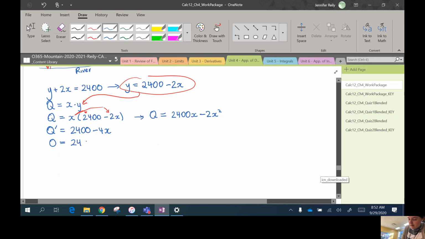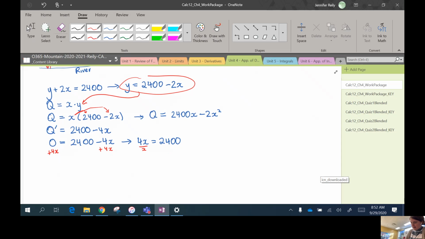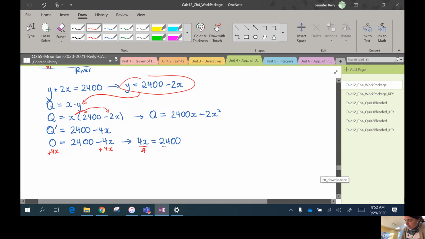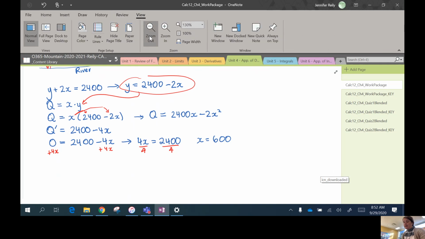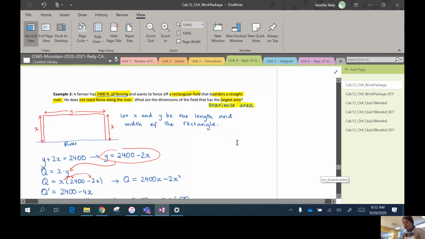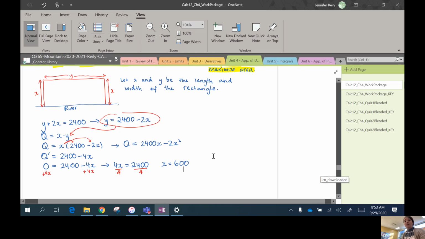So we'll solve for 0. I'll add 4x to both sides. So I'll have 4x equals 2400, and then divide by 4. Oh, sorry, not divide by x. So I have x equals 600. Okay, we don't know if that's the answer yet. We want to find the maximum point, but remember, once you find your critical number, you still need to do the first derivative test to see if it's a maximum point or not.